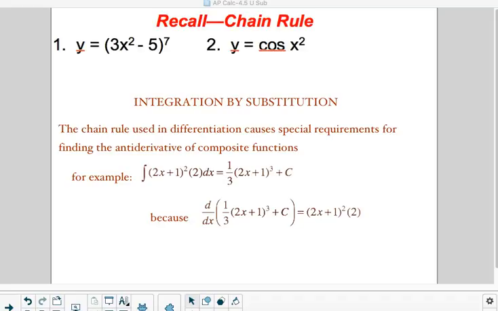As a review, can you please find the derivative of the first two columns on the top of the page? So find the derivative. It's even labeled what to use.